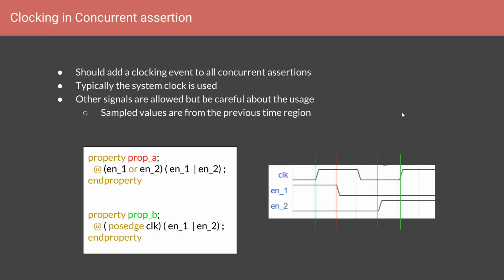In short, in concurrent assertions, if you are using any signal other than the clock signal in the clocking event of the property definition, you should be careful about the behavior of the signals. Make sure that you are using it only when it is intended.